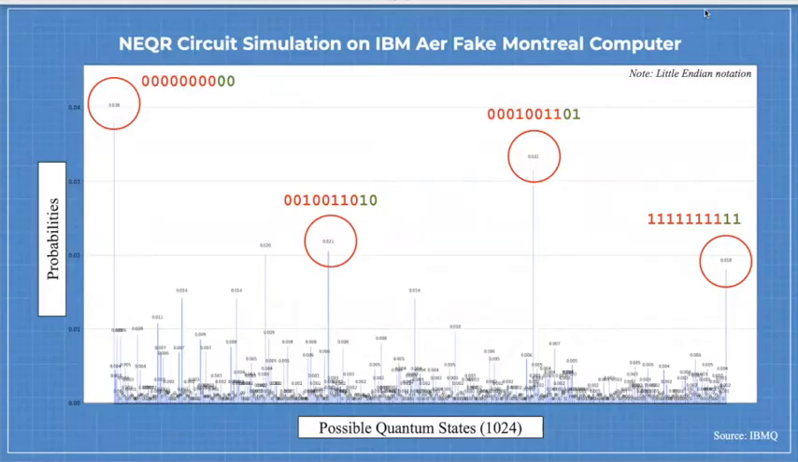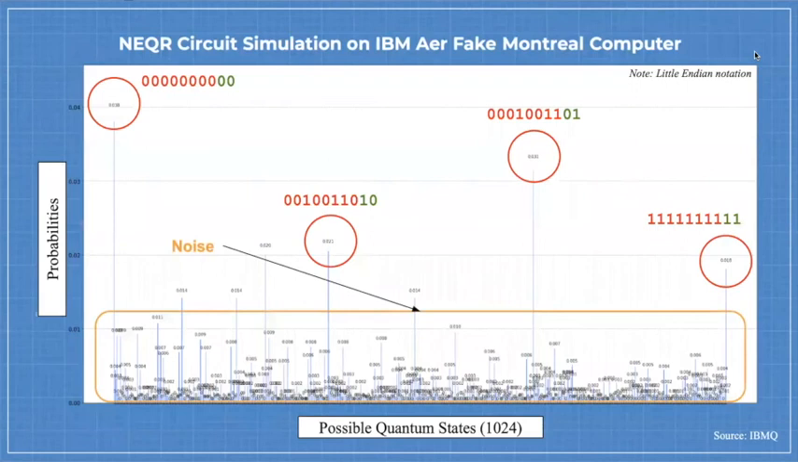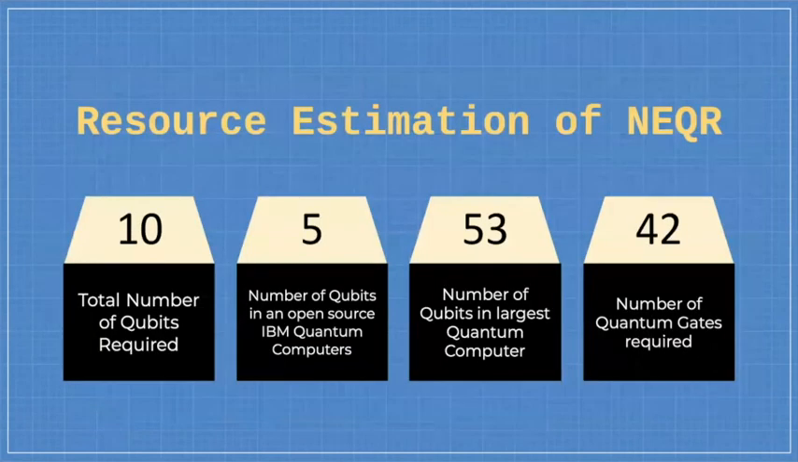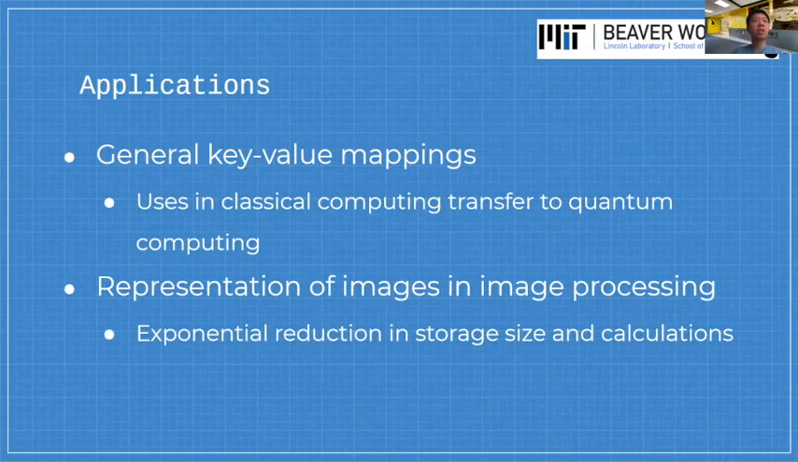We also tested our circuit on the fake Montreal quantum computer, which simulates 27 qubits with a typical error rate. The red circled spikes are the correctly encoded pixel values, and the rest of them are noise. Overall, 10 qubits is the minimum for NEQR, and it can run on a quantum computer. I'll talk a bit about the applications of NEQR. The NEQR circuit can function as a general quantum key value mapping.